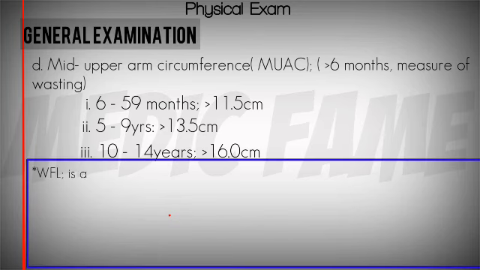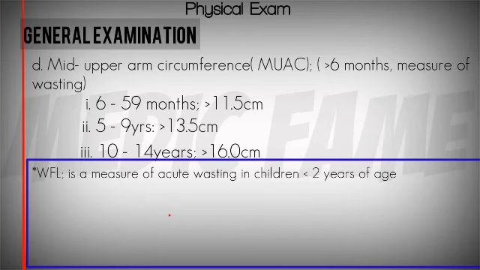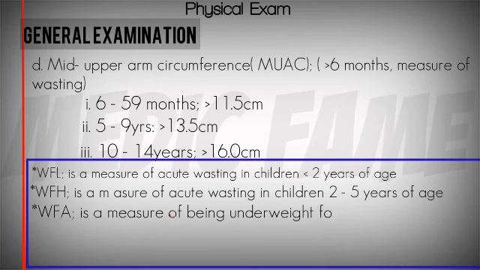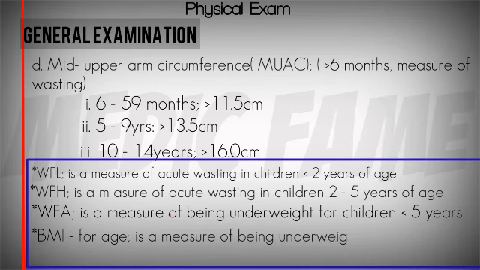Weight for length is a measure of acute wasting in children less than 2 years of age. Weight for height is a measure of acute wasting in children 2 to 5 years of age. Weight for age is a measure of being underweight for children below 5 years. And also body mass index for age is a measure of being underweight for children greater than 5 years.